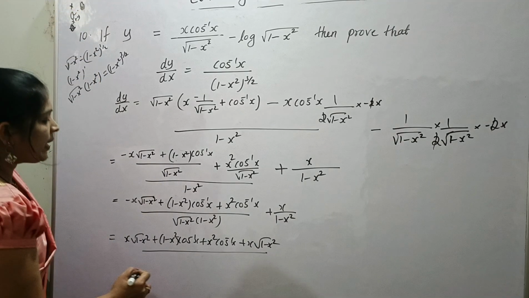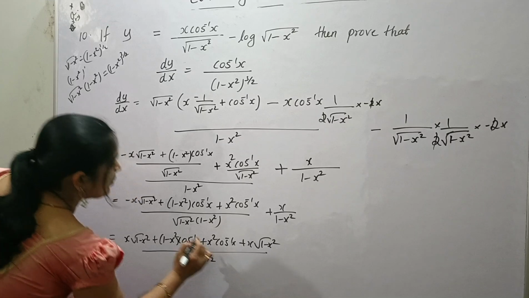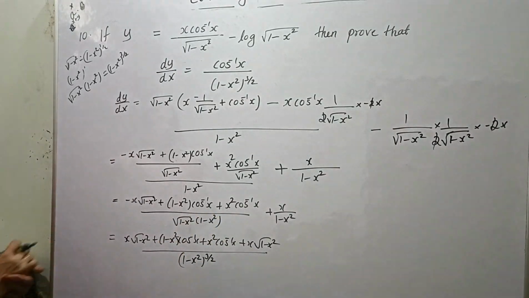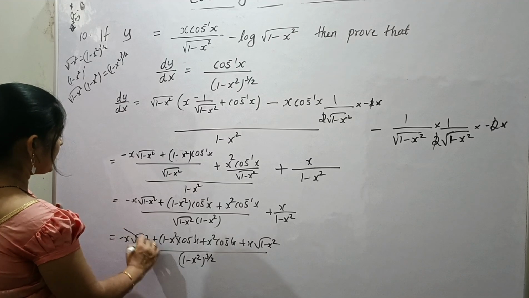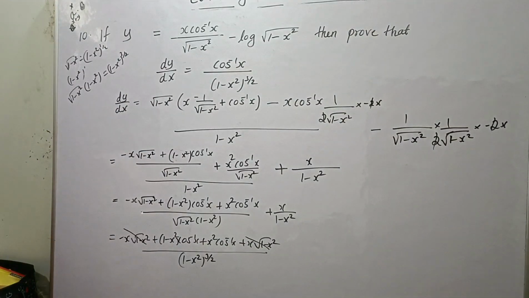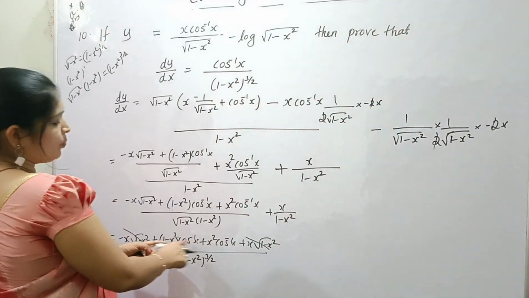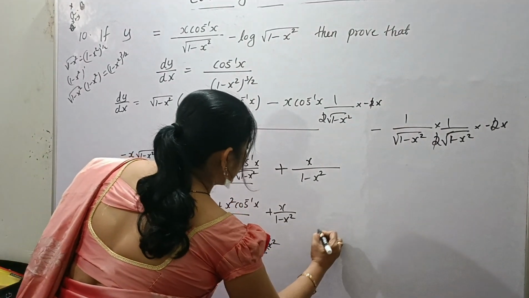So here (1 − x²) raised to 3/2, that is 1/2 plus 1. Then here it is minus x√(1 − x²) plus x√(1 − x²), which cancel. Then in both terms cos⁻¹x is common, so let's take it outside.